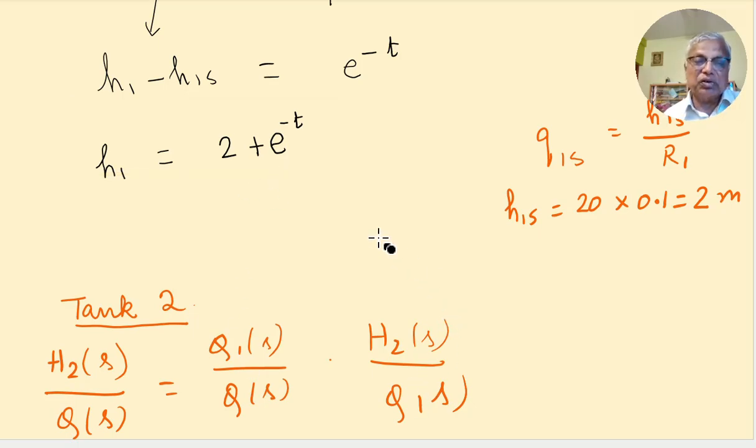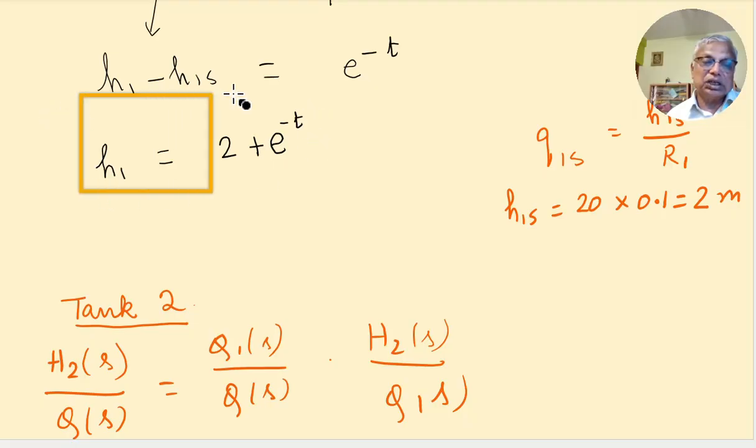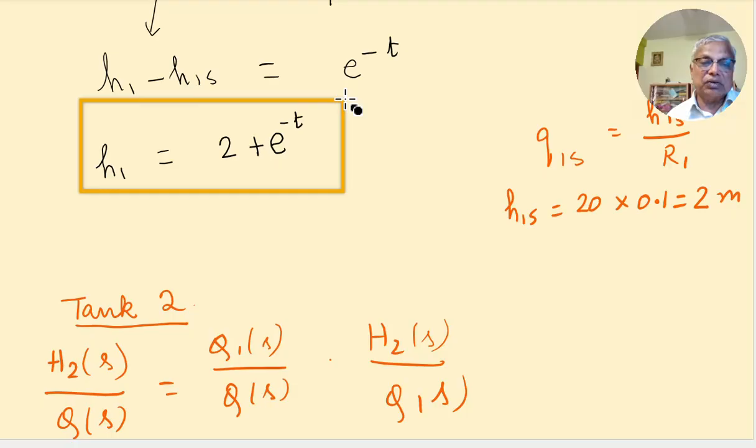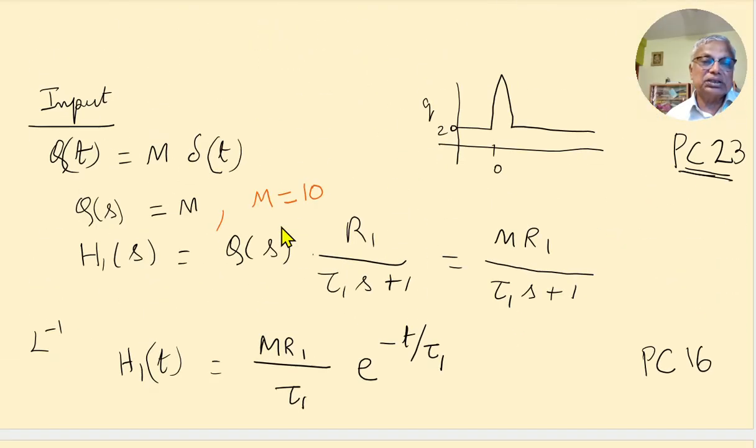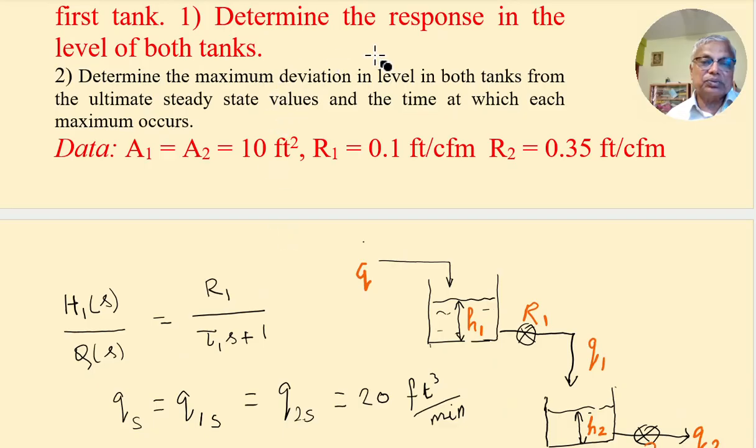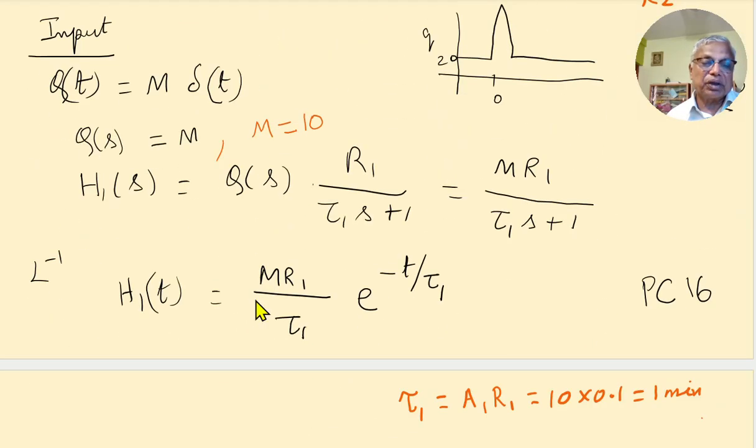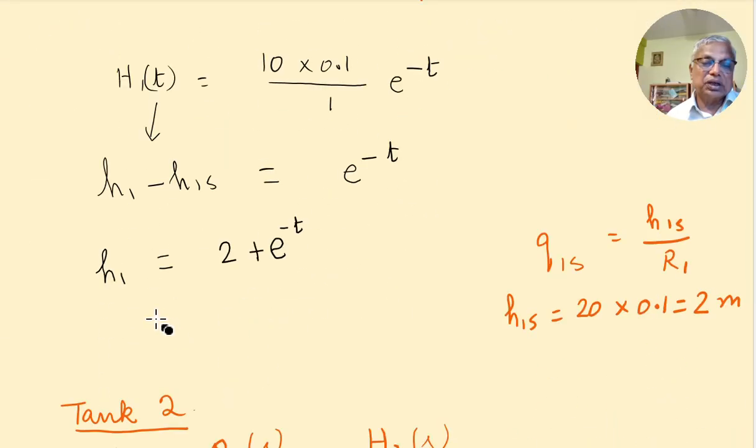For example, if you want to know what will be the height of the level in the first tank at t equal to 2 minutes, all you have to do is substitute t equal to 2 minutes here and calculate the value of H. So this is the response in the level of the first tank after the disturbance. What is asked is to determine the response in level of both tanks. We have found out for tank 1, that is this. Now let us go to tank 2.